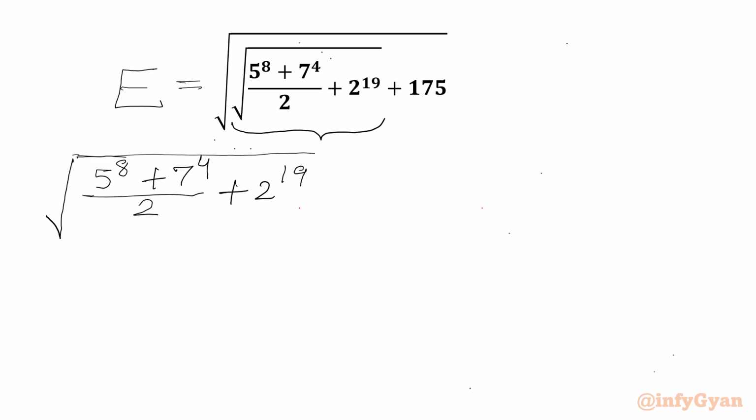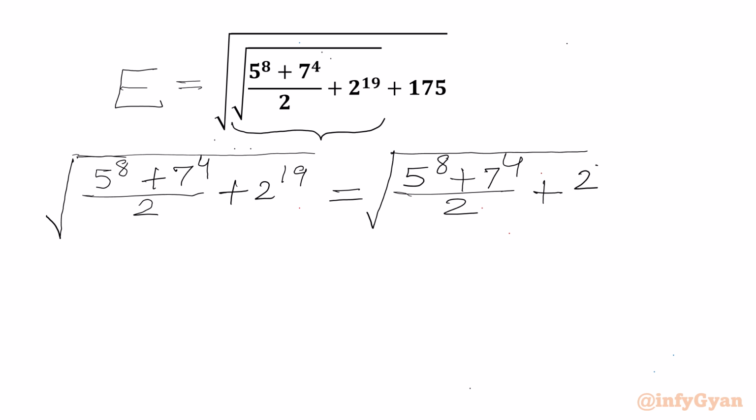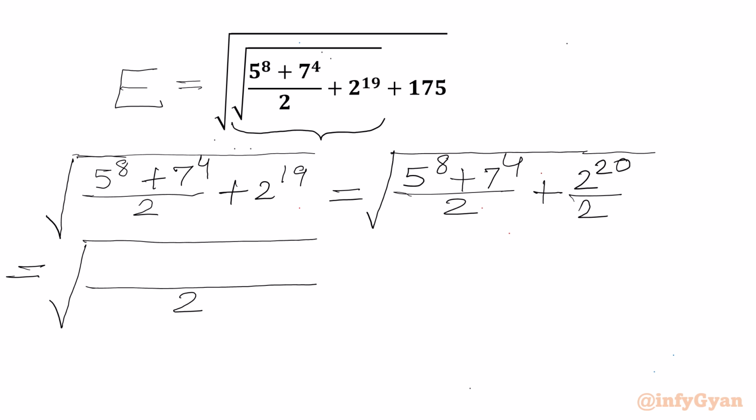This will be equal to the square root of (5 power 8 plus 7 power 4) over 2 plus 2 power 20 over 2. This is 2 power 19. Now the denominator is the same. We can write our common denominator 2 here. So this will give us 5 power 8 plus 7 power 4 plus 2 power 20.